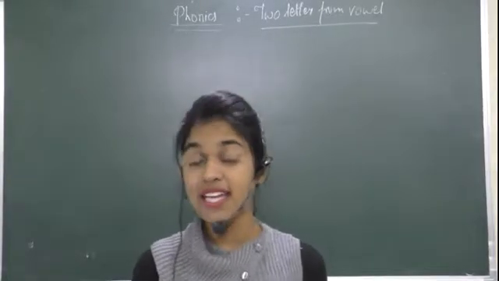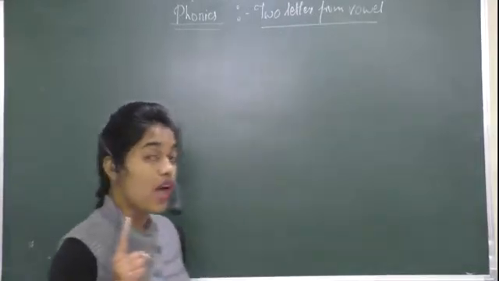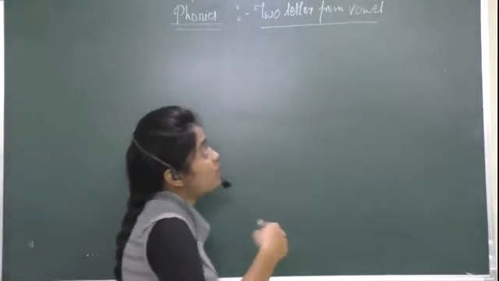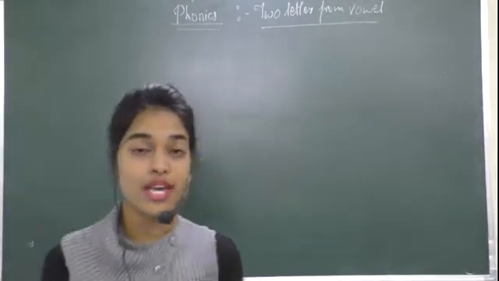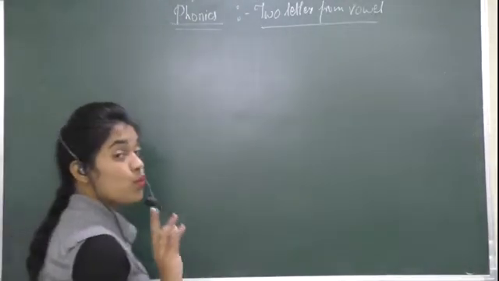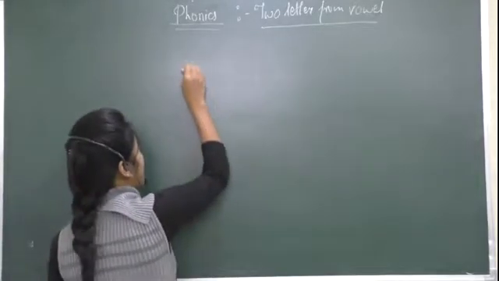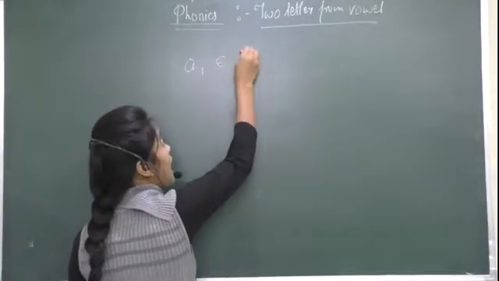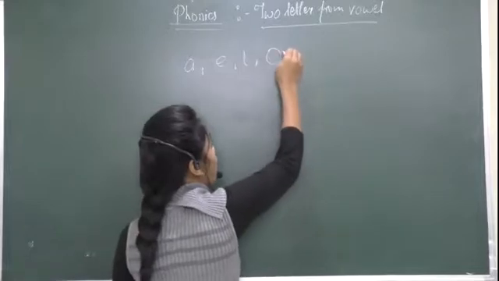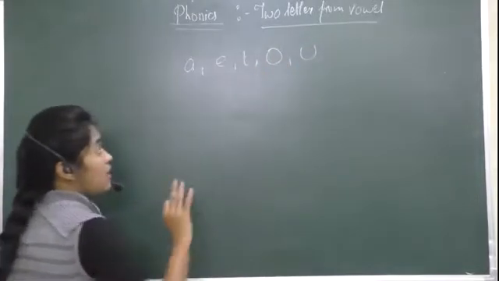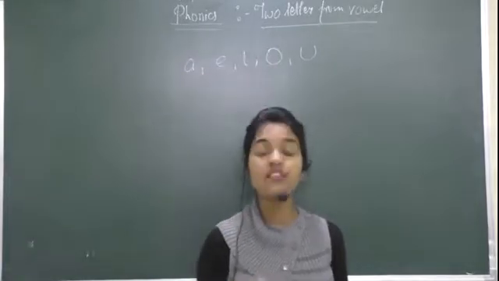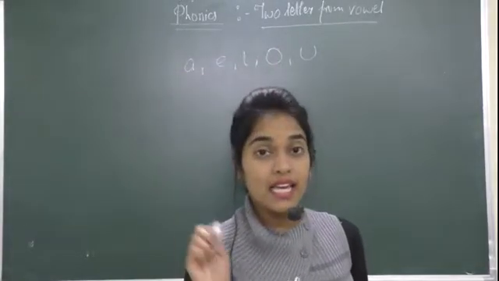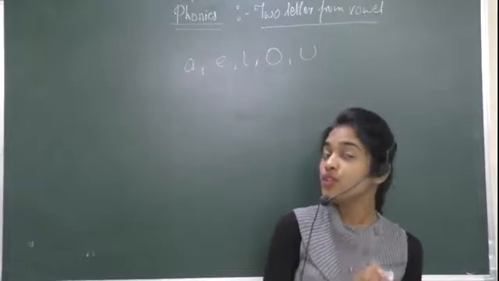Kids, I'm back again. In this video I'll explain how to make two-letter words from vowels. As we know, what are vowels? A, E, I, O, U. These are the 5 vowels.